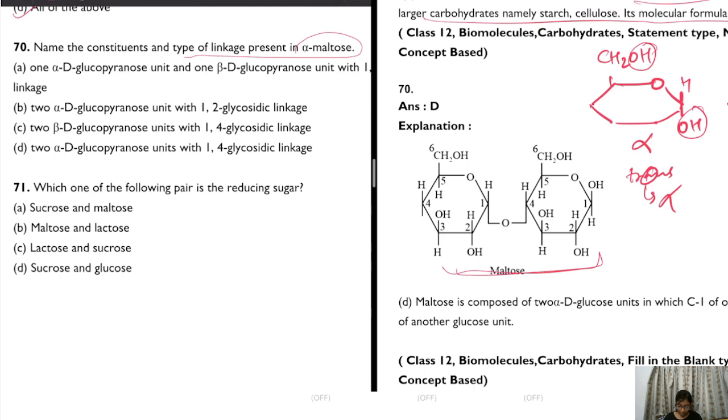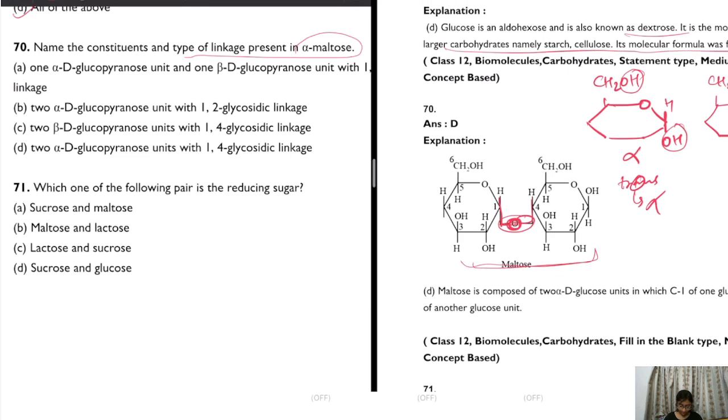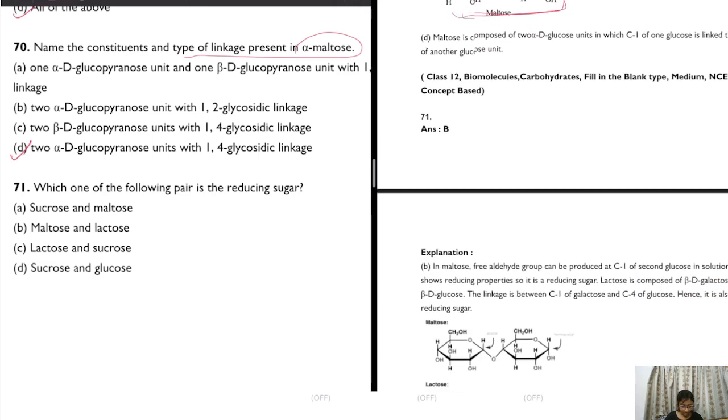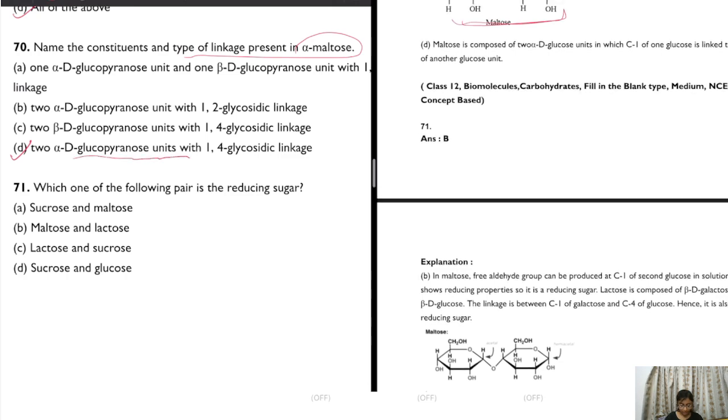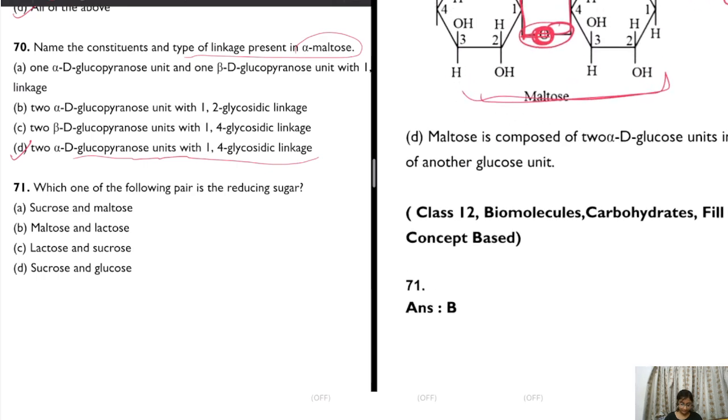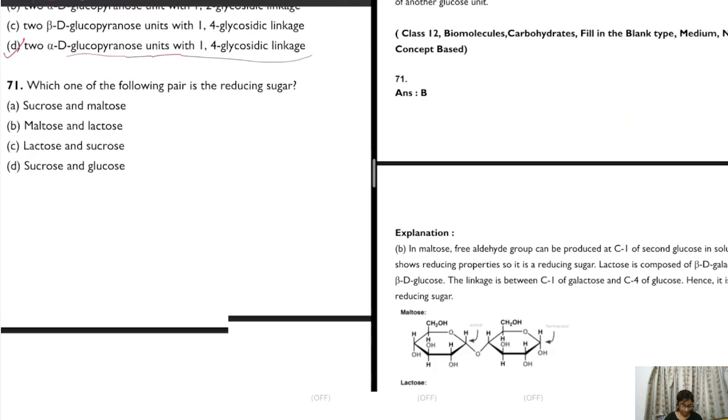Okay. So you can see that this is a glycosidic linkage, and from one carbon to the four of other, from C1 to C4. Okay. So the correct answer would be this. Two alpha D glucose pyranose units with 1,4 glycosidic linkage. The linkage is 1,4. Okay. You could see that. Now let's see the next question.